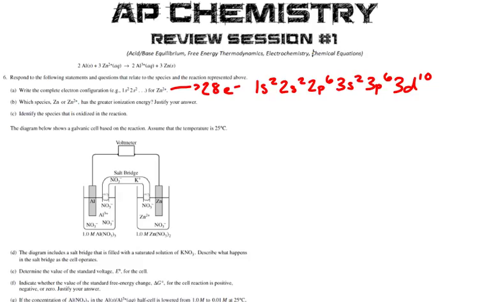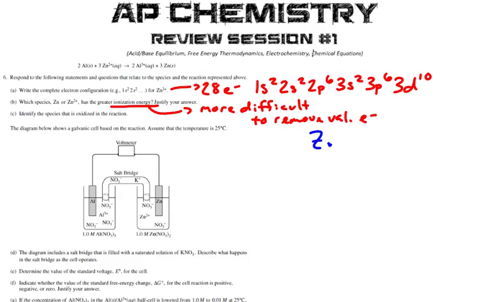Letter B. Which species, Zn or Zn2+, has a greater ionization energy? Translation: more difficult to remove a valence electron. So, which one? The Zn or the Zn2+? By the way, the Zn would have this.